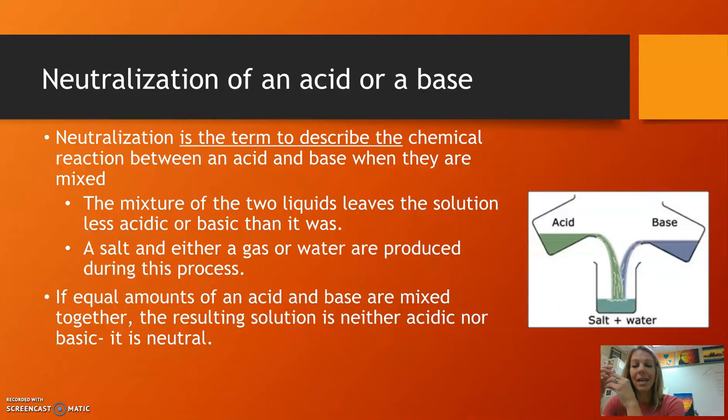So if you have equal amounts of acid and base and you mix them together, then you're going to have a neutral, if the strength is the same and you're putting in the same amount. But it usually doesn't work out like that. So just because it's called neutralization doesn't mean that when you add a base to an acid, it's going to end up as a 7 on the pH scale.